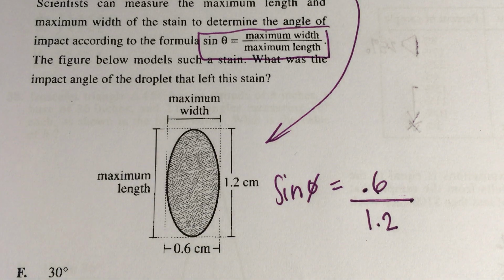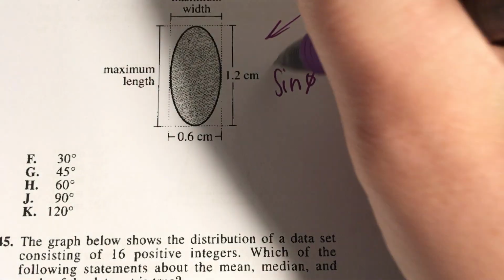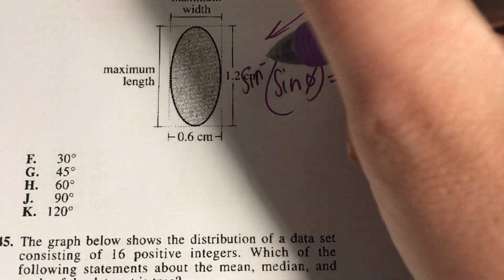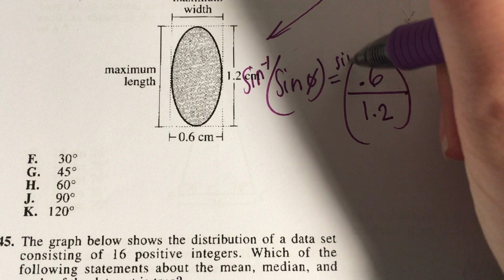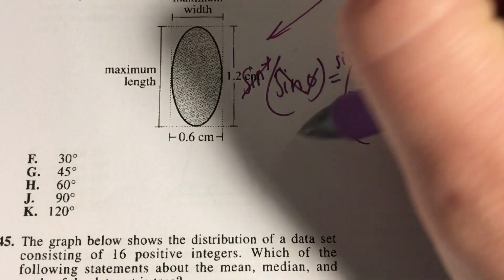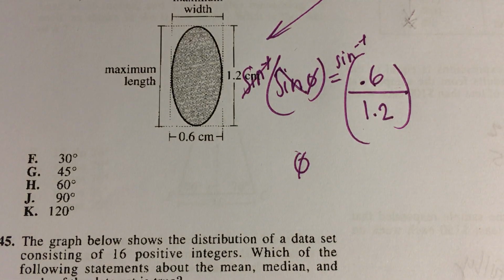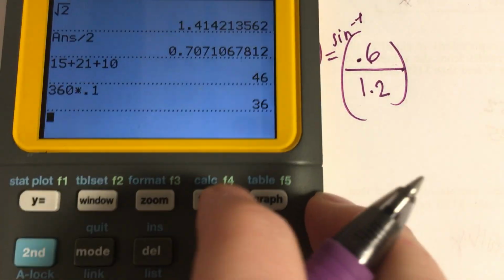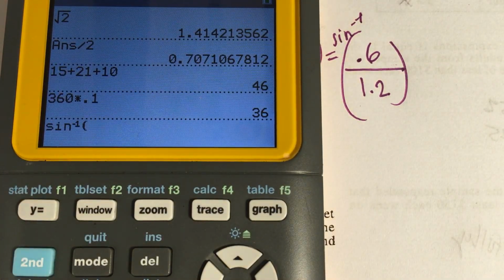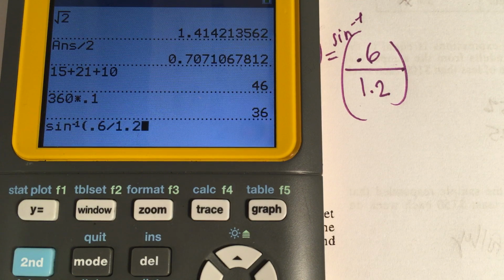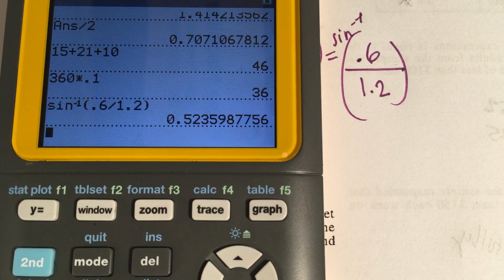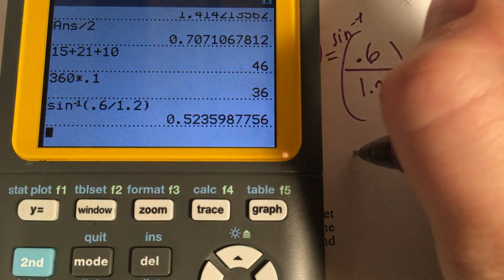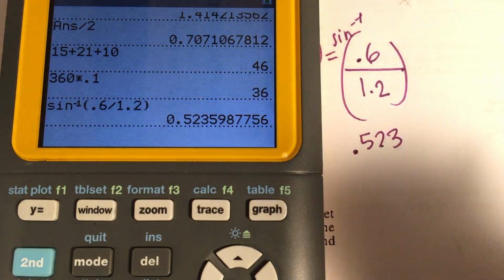So we want to know the angle by itself. So I need to do the sine inverse of this to get the angle by itself. So angle, and then on my calculator, I'm going to do sine negative 1.6 over 1.2, which is 0.523.